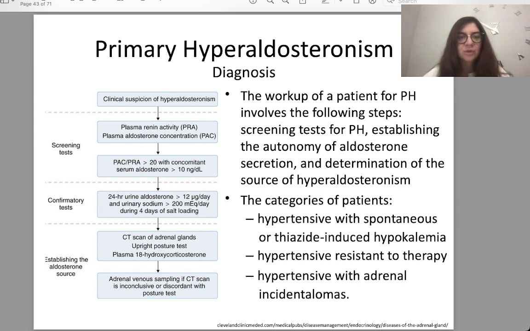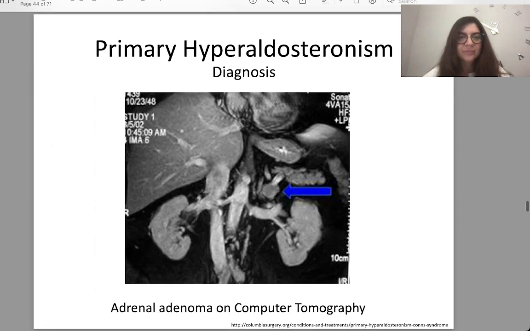What tests do we use here? And visualization, for example, computed tomography. And you see here an adrenal adenoma on computed tomography. It's shown by a blue arrow. You see that above the kidney we see some round structure. It is a tumor.